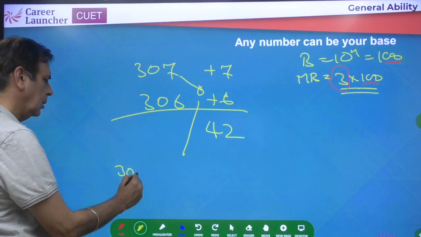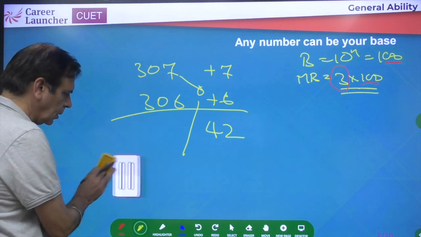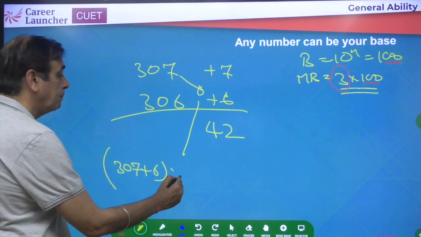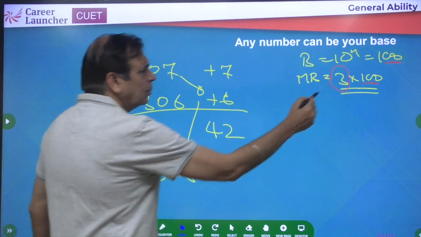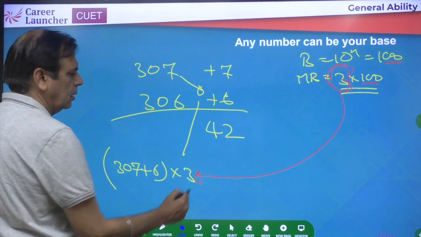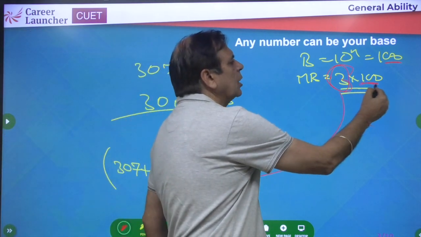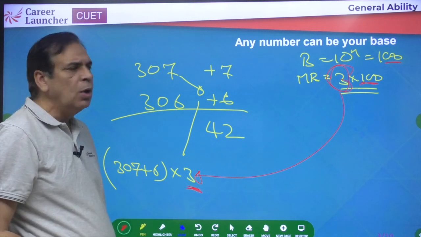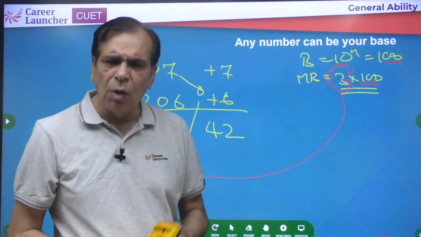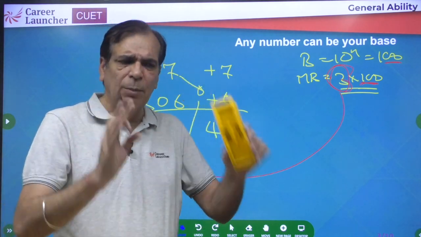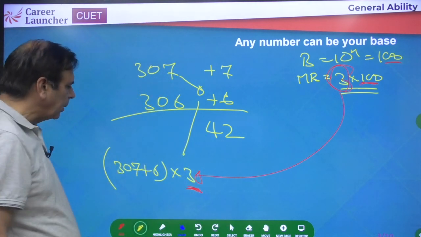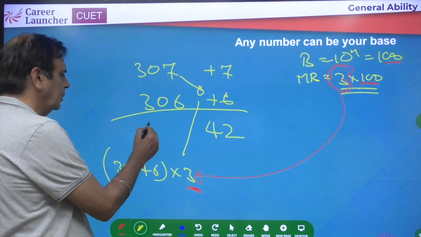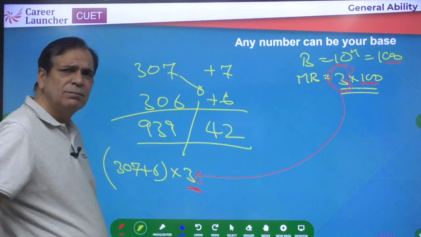307 plus 6, multiplied with 3. Where has this 3 come from? From here. Whatever modification you have done on your base, the same modification is required on the left hand side also. We multiplied the base with 3, so we will multiply the left hand side also with 3. That's the simple rule we need to follow. So, what does left hand side become? 313 into 3 is 939. So, that's my answer. Simple process.